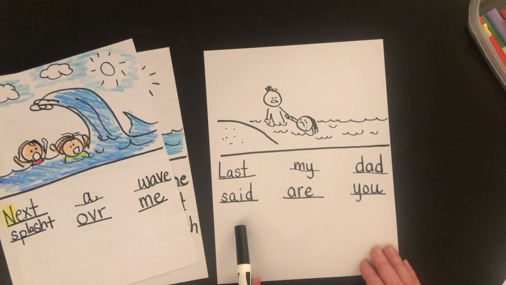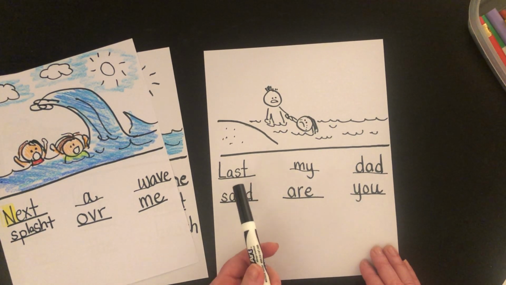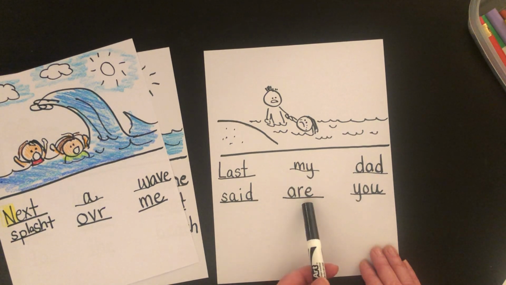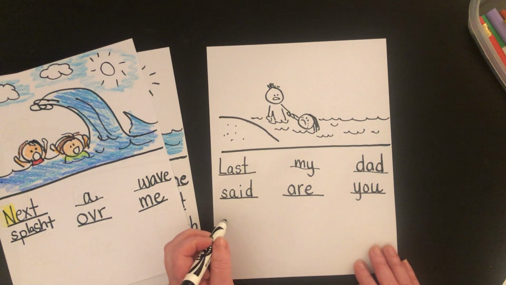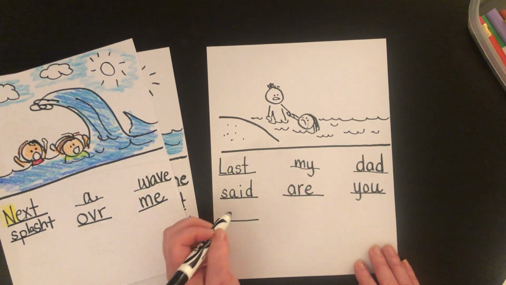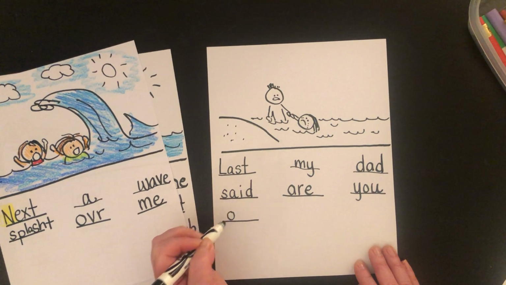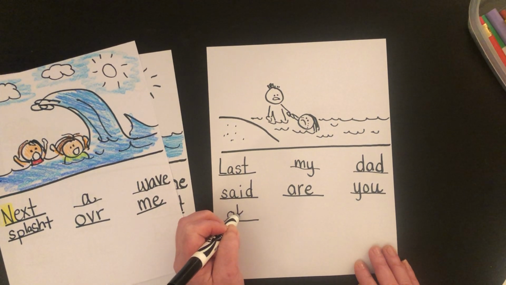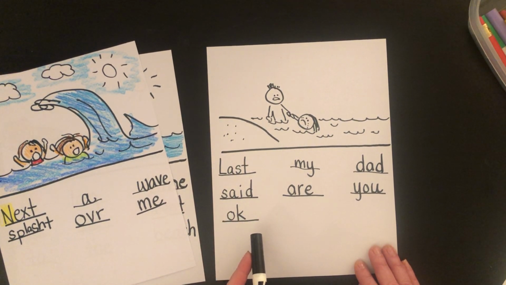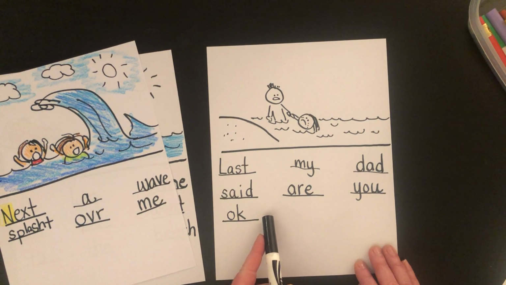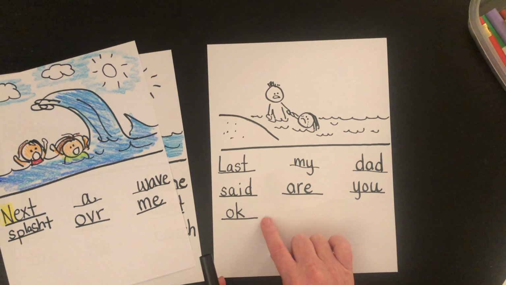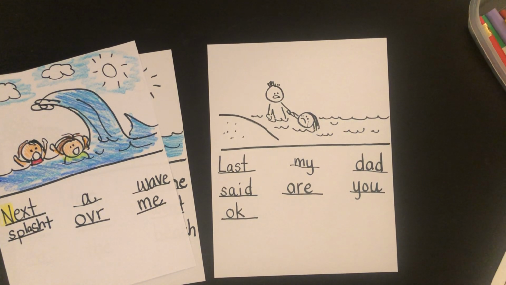Now I need to figure out what's going here. Flip and read. Last, my dad said, are you okay? Ooh, that's easy. Okay. Now, writers, I have to think about something very, very important. When you write a sentence, something goes right here. It's called punctuation. Let's look at our writing targets.